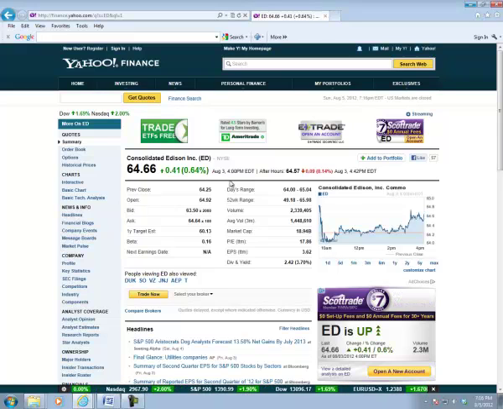Let's look at the trading range. Over the day, it traded between $64 and $65.04. Over the past 52 weeks, it traded between $49.18 and $65.98.